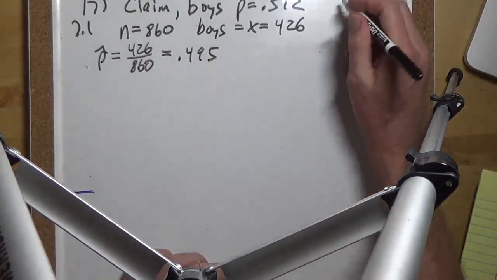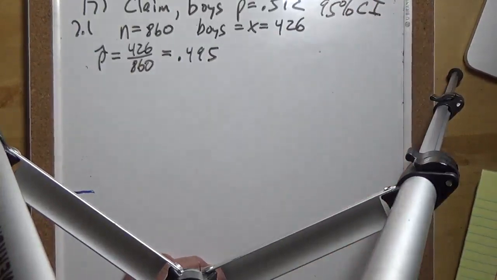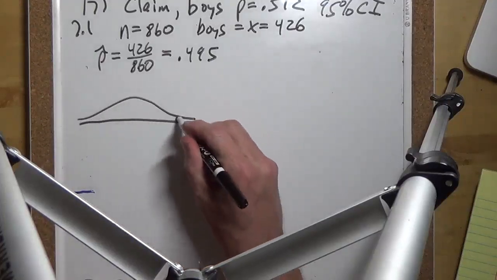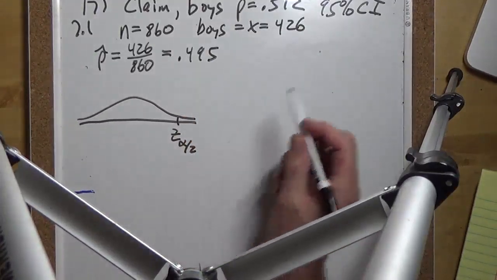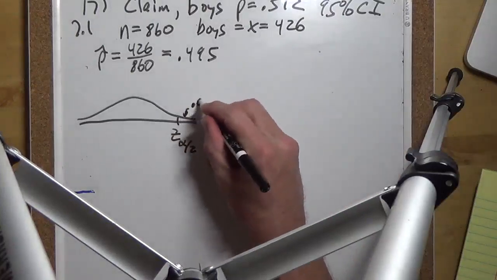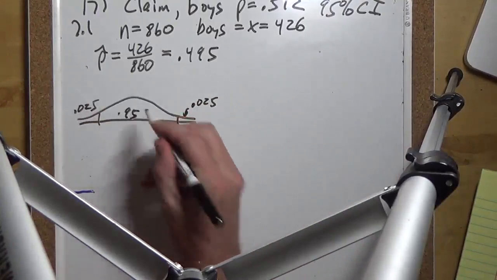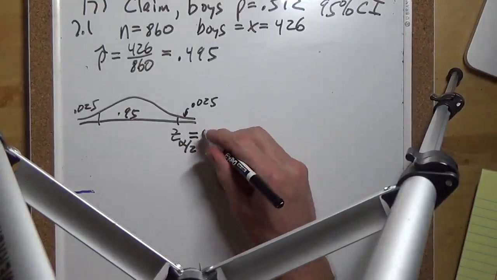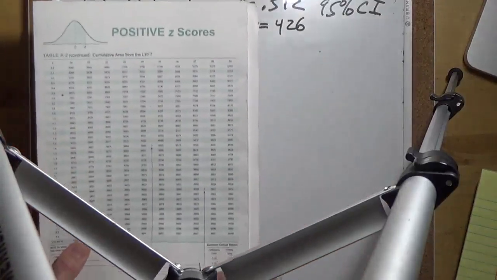Okay, we want to test the claim with a 95% confidence interval. So I'm going to draw my diagram. I need my Z alpha over 2, or my critical Z. For 95%, this tail is 0.025, this tail is 0.025, and the area in here is 0.95. Did this in the other video. For a 95% confidence interval, the Z is 1.96. You can look that up in the table right here as well, which is at the bottom of the positive Z scores.